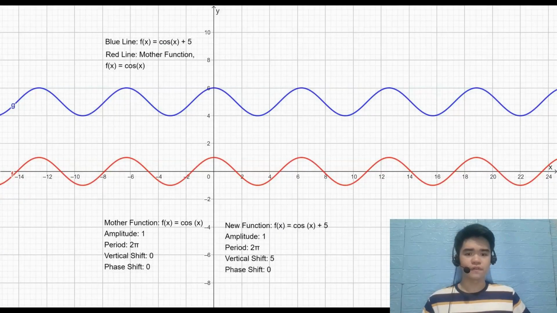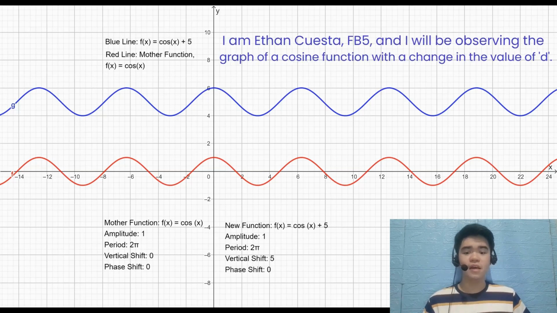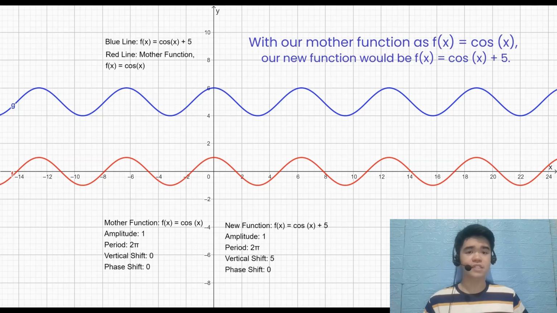Change in the value of d. Thank you for explaining the change in c, Adrian. Let's now move on to the change in the value of d. I'm Ethan Cuesta, FP5, and I will be observing the graph of a cosine function with a change in the value of d. With our mother function as f of x equals cos x, our new function would be f of x equals cos x plus 5.